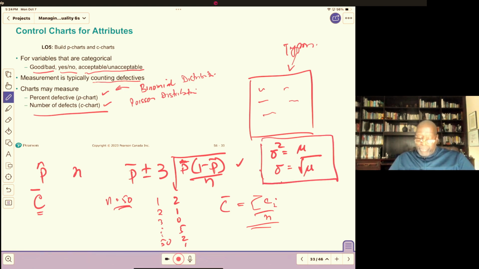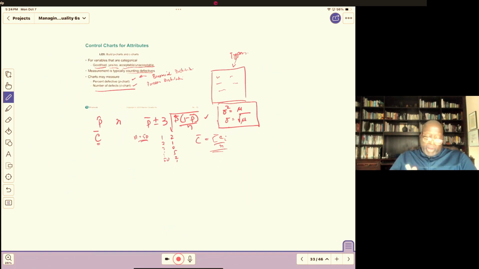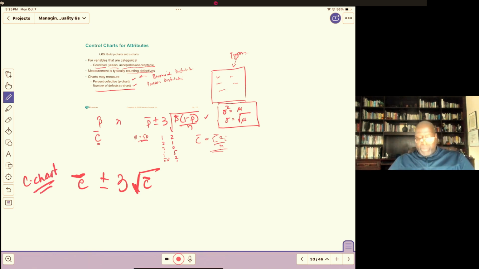And therefore, if we are trying to get estimates, when we won't have the population mean, so we'll have C bar as a sample mean. So C bar plus or minus 3 standard deviations. Well, what's the standard deviation? It's the square root of the mean. But in this case, we have to use the sample mean. So it's C bar plus or minus. So that's basically counting the number of defects, number of observations. So it's called a C chart. So that's what we refer to as a C chart.